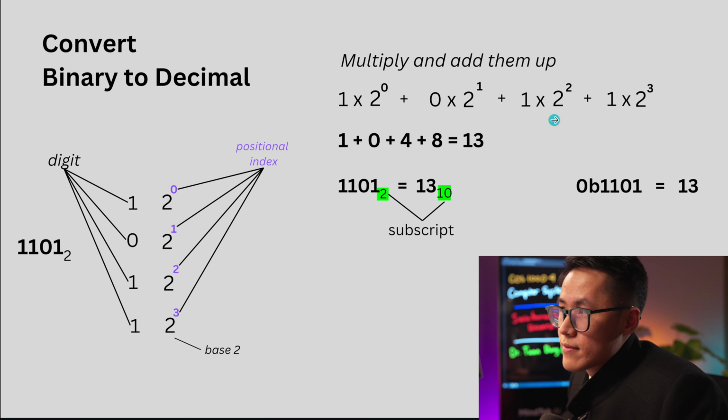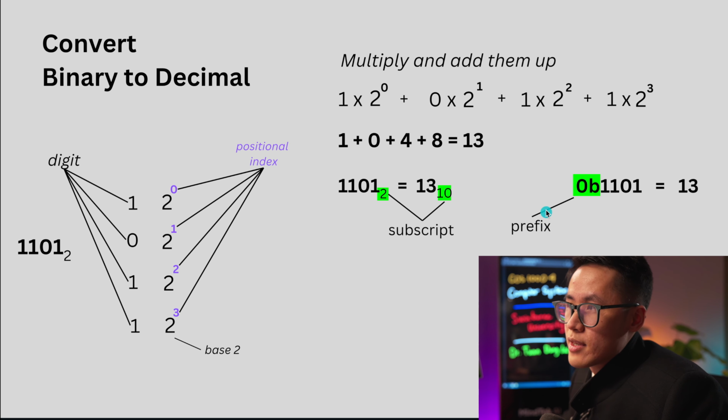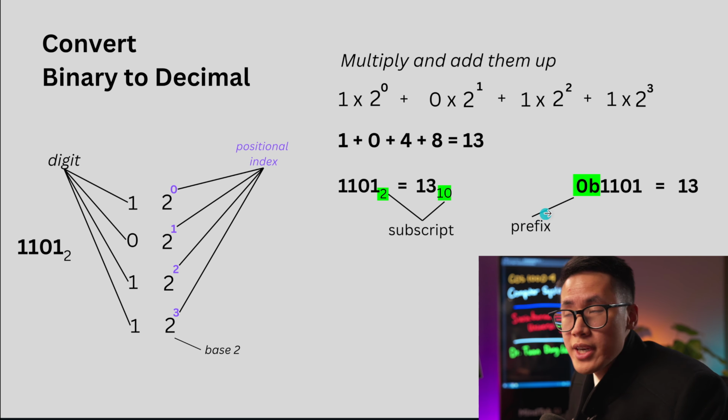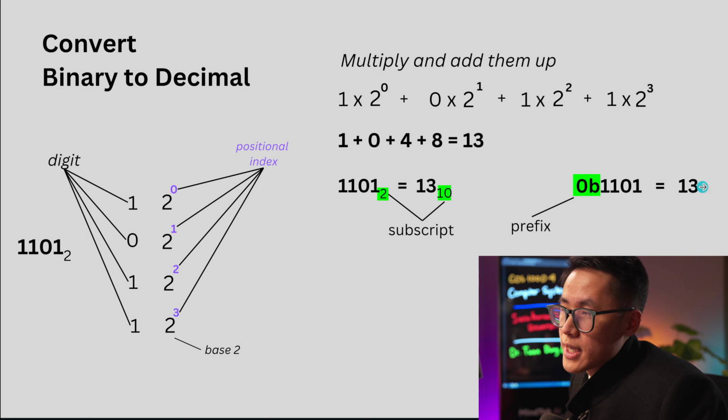Another way you can write this is you can write 0b1101 equals 13. Okay, this 0b is called the prefix. Prefix means you write it before you write a number. And the prefix for binary is 0b. You may ask, why don't we have a prefix for 13? It's because the convention is that if we want to represent a decimal number, we do not use any prefix.